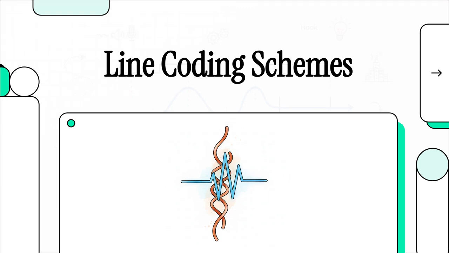Today, we're talking about line coding schemes, NRZ, RZ, Manchester, and Differential Manchester. We are diving straight into the absolute physical foundation of the internet, the very bottom of the OSI model. By the end of this, you're going to know exactly how raw data physically travels across a wire.